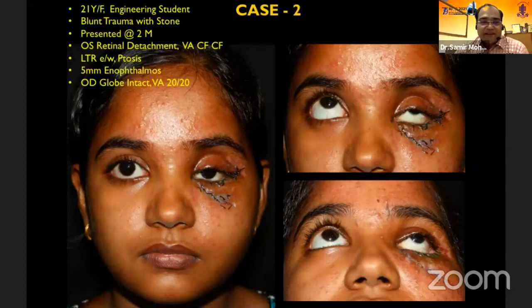Now we come to the second case. This was a 21-year-old female engineering student who sustained a blunt trauma with a stone while she was traveling on a train. She presented to us 2 months later with complaints of decreased vision in the left eye and ptosis, which caused a cosmetic concern for the patient.